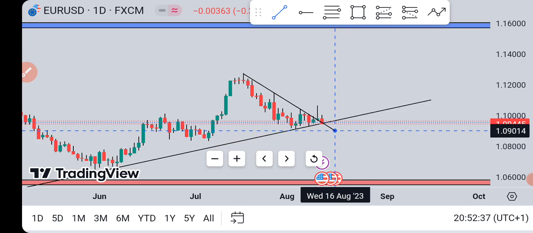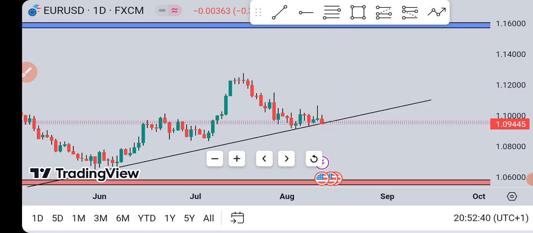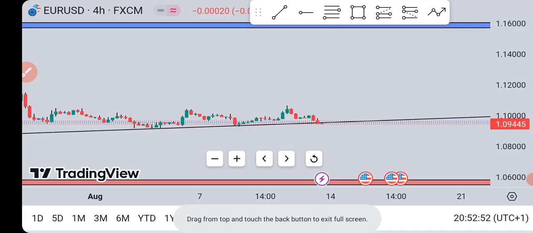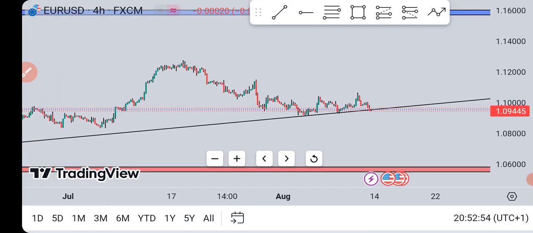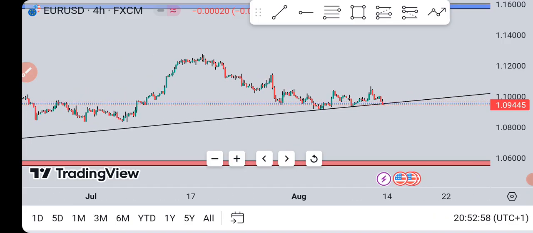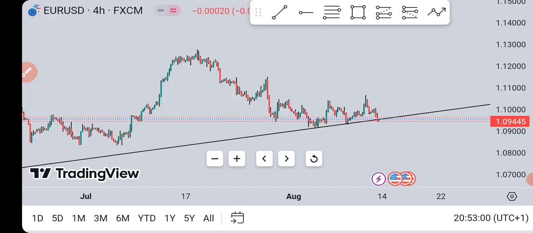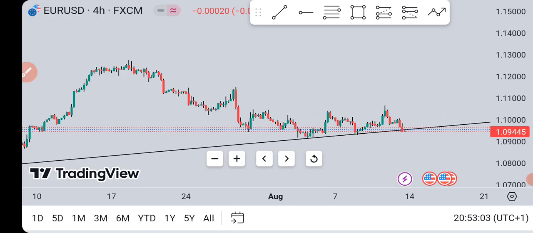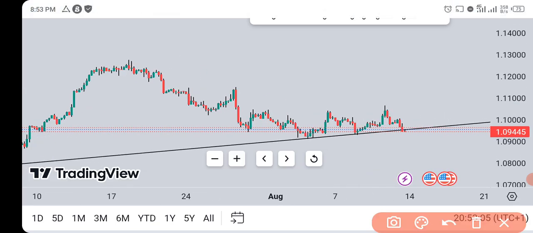So let's go to 4-hour time frame and see something. Guys, this is my 4-hour time frame. Now I don't joke with 4-hour time frame. This is my entry time frame. I don't enter on 15 minutes. I enter my trade on 4-hour time frame, guys. So remember this trend line you're seeing here, this is the major trend, don't forget.